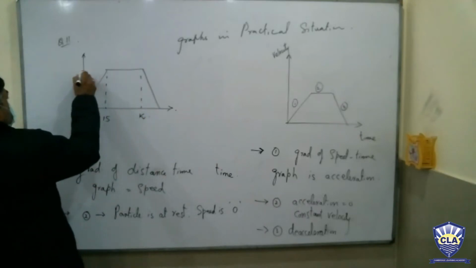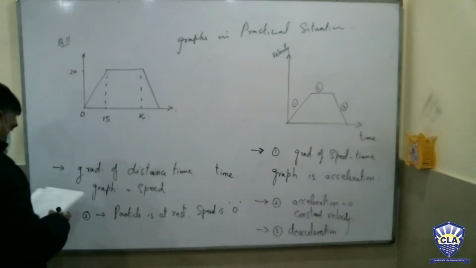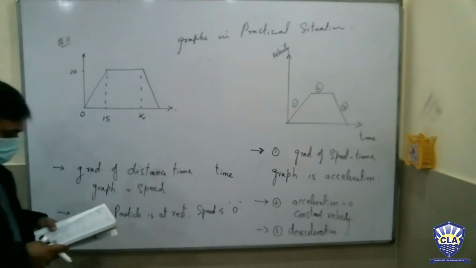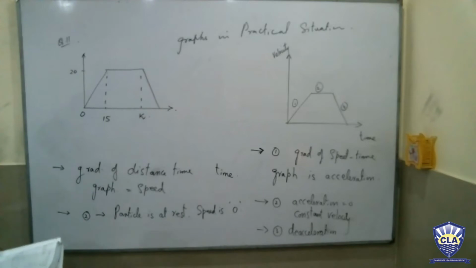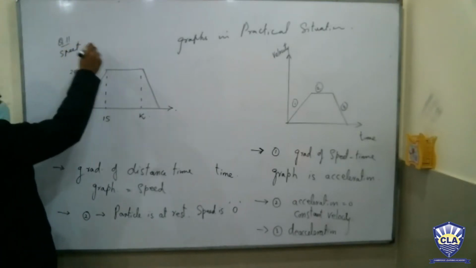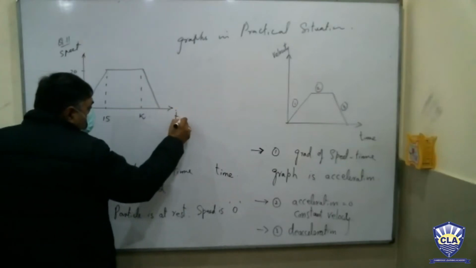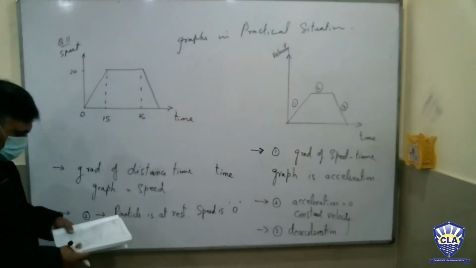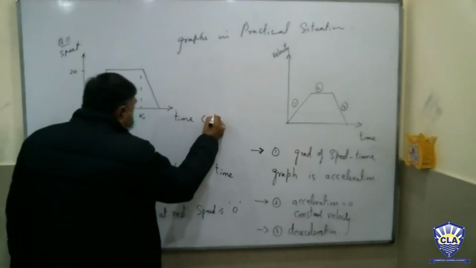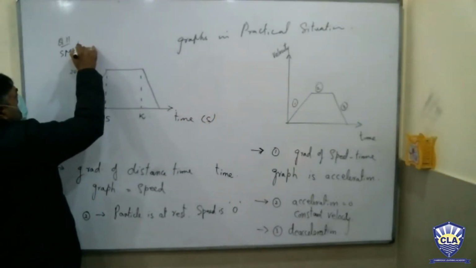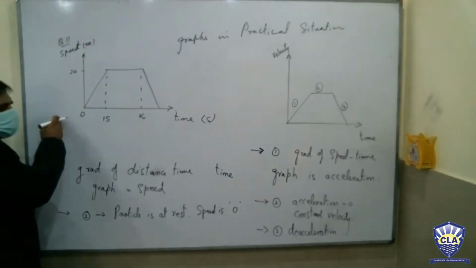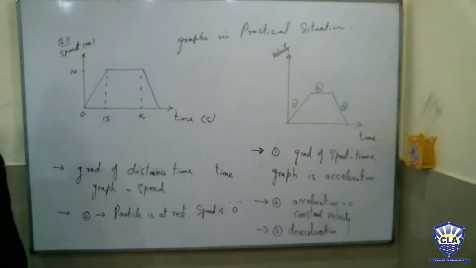Height is 20. It is a speed time graph. Speed and time. Speed is in meters, time is in seconds. So these are the meters and these are the seconds given to you.